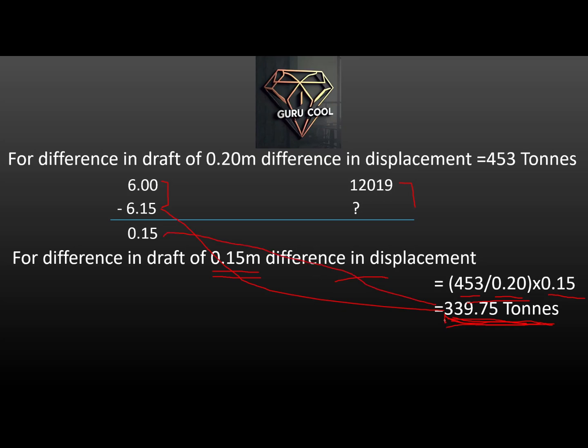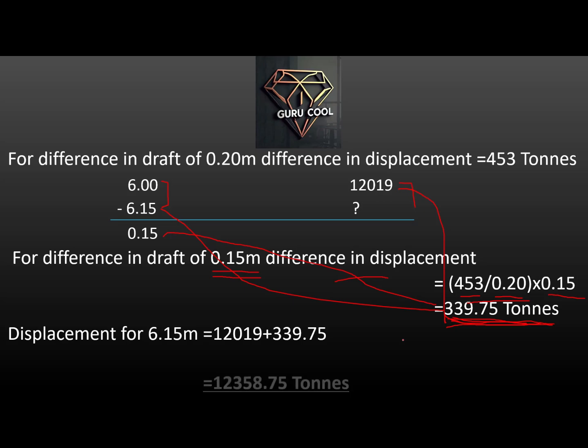Now we have to add this 339.75 to 12019 tons. Then we will get the displacement for 6.15 meters. So after adding these values, we got 12,358.75 tons. So this is the displacement at a draft of 6.15 meters. So this is the method of interpolation.